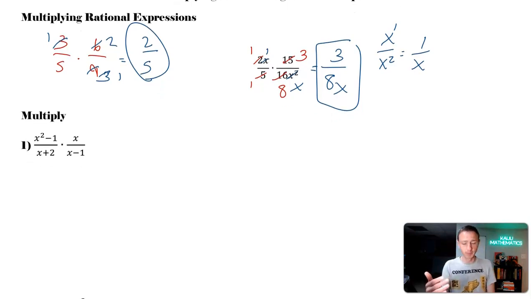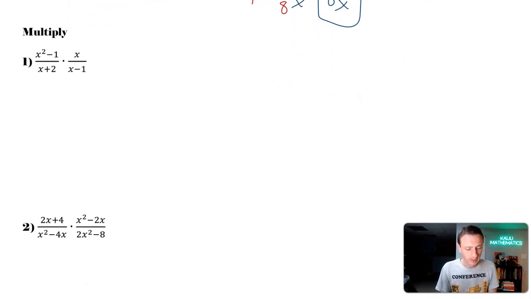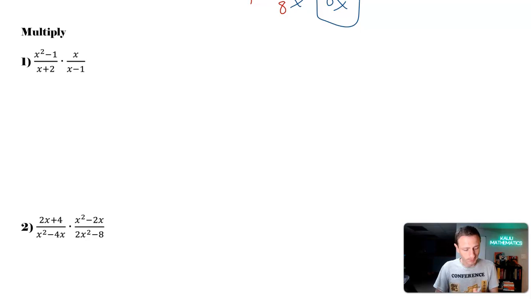So that's the main concept with multiplying rational expressions. And there'll be a separate video for dividing rational expressions. But let's look at this first one. x squared minus 1 over x plus 2 times x over x minus 1. So we want to factor everything. Wherever we can factor, let's factor.